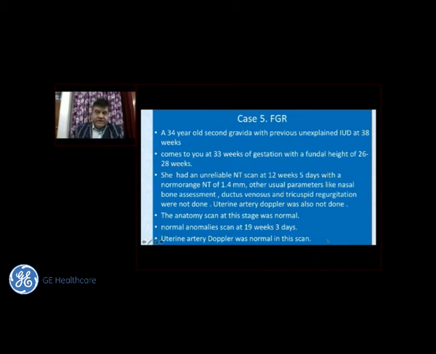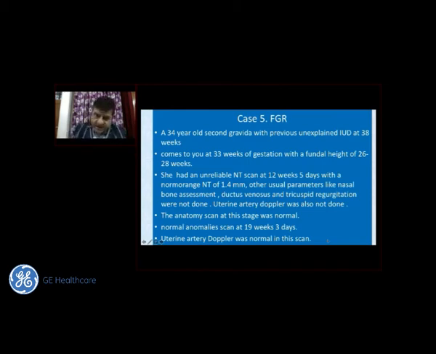So please remember, it's an IUD in the previous ultrasound, in the previous pregnancy. Now she comes to you at 33 weeks of gestation with a fundal height of 26 to 28 weeks. So you are already now in a conundrum.